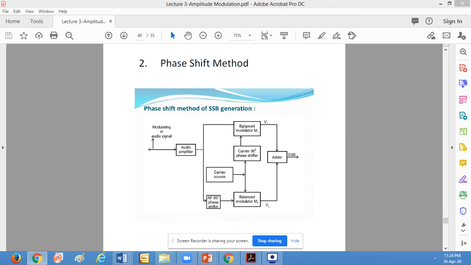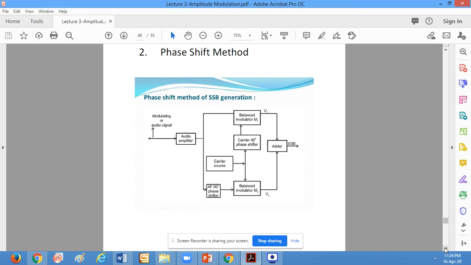We have the two balanced modulators M1 and M2. The input is given for the modulating signal and the carrier. For the balanced modulator M1, the modulating signal is given directly as input, while the carrier is given with a 90-degree phase shift. For the modulator M2, the carrier is given directly and the input or message signal is given with a 90-degree phase shift. The output of the balanced modulator M1 is V1 and that of M2 is V2. Then we add the two outputs V1 and V2 and we get the SSB.